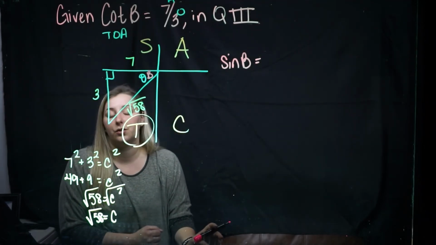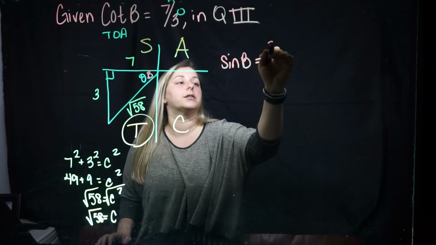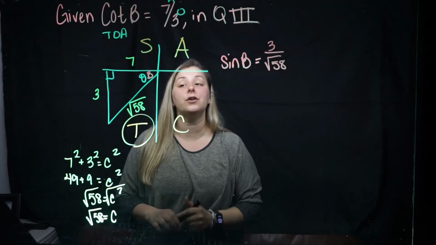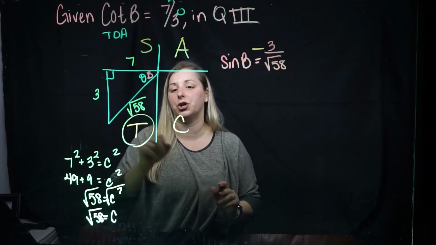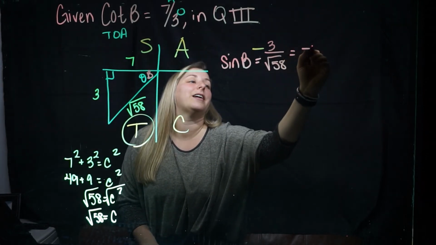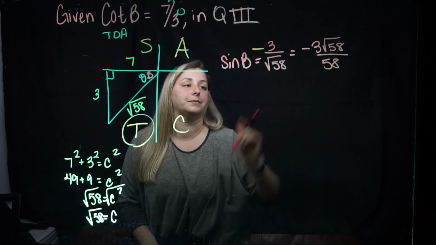We know it's opposite over hypotenuse. The opposite here is 3. The hypotenuse is rad 58. Once again, rationalizing that, but also remember it must be negative because you're in your T quadrant. So if we were to rationalize that, we've got negative 3 rad 58 all over 58.